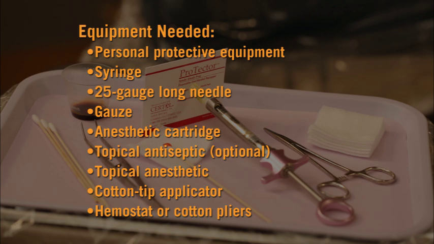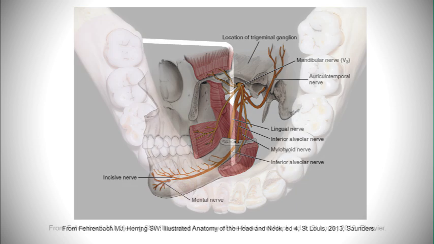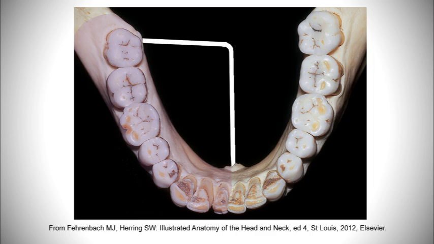The Gow-Gates GG block is a true mandibular block because it anesthetizes almost the entire mandibular nerve. Thus, the nerves anesthetized with a GG block are the inferior alveolar, mental, incisive, lingual, mylohyoid, auriculotemporal, and long buccal nerves.